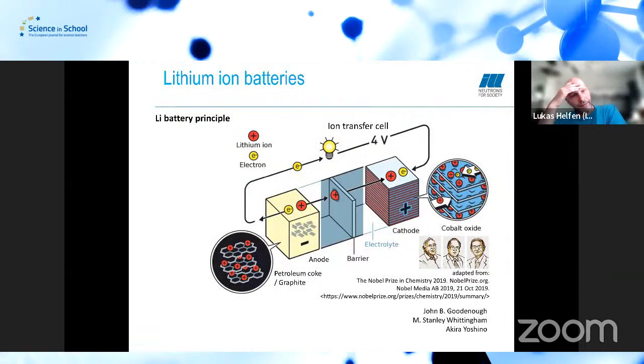So I show that here with the lithium-ion battery principle. That is a principle that was invented, or let's say developed, in the 1970s, 1980s. And in 2019, these three gentlemen got the Nobel Prize in chemistry for it. So the principle of the battery is that of an ion transfer cell.